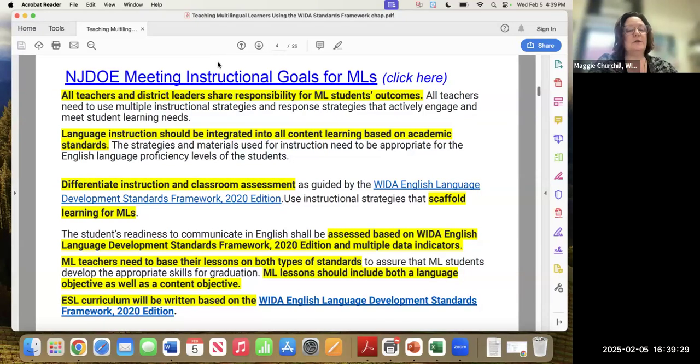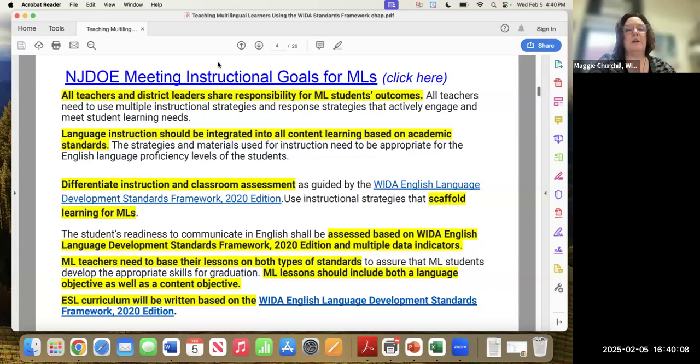It also says that teachers must differentiate their instruction and their classroom assessment. So not just what and how we teach, but also what and how we assess. And they need to do that in guidance with the standards framework. And so, of course, scaffolding is going to be necessary. And again, this is all stated on the website. So the link is there at the very top. That we should be using the WIDA Standard Framework 2020 edition, that we're using multiple data indicators, that both standards need to be present in teachers' lesson plans. So by both standards, we mean the WIDA 2020 ELD standards and the content standards.